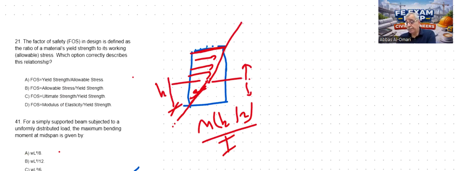So the factor of safety in design is defined as the ratio of a material's yield strength to its working or allowable stress. It is the yield strength to its allowable stress. So the question is about just expressing this in a formula. We have different options, A, B, C, and D. A is factor of safety, yield strength divided by allowable stress, the yield divided by the allowable, as stated in the question. So the correct answer is A.